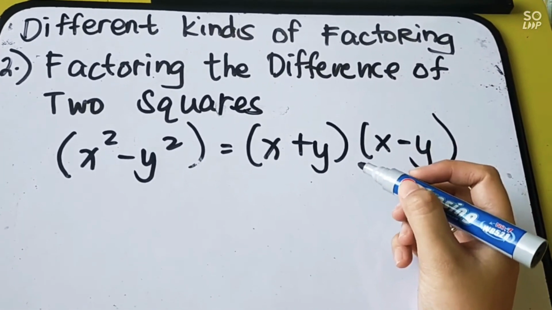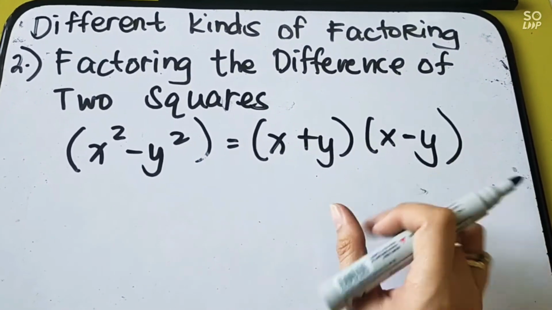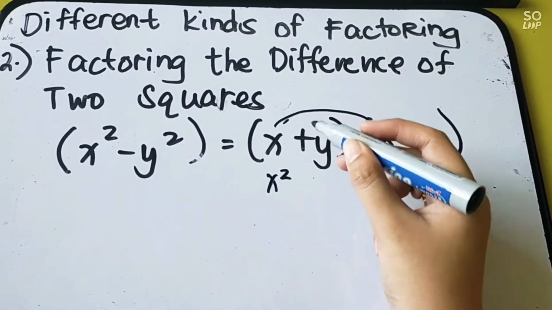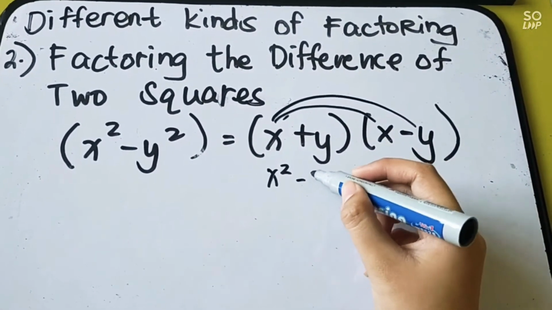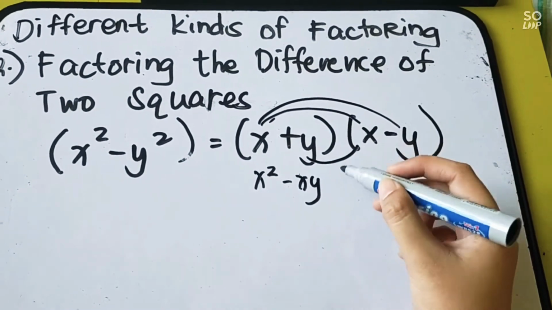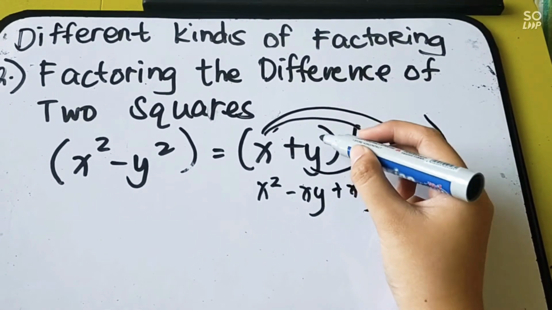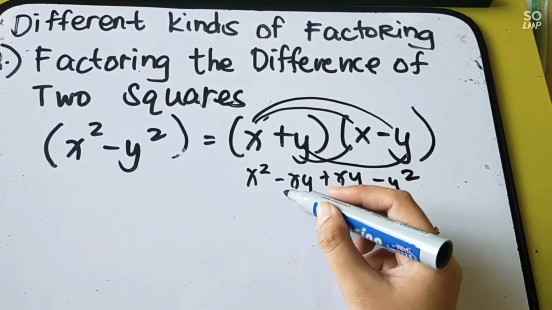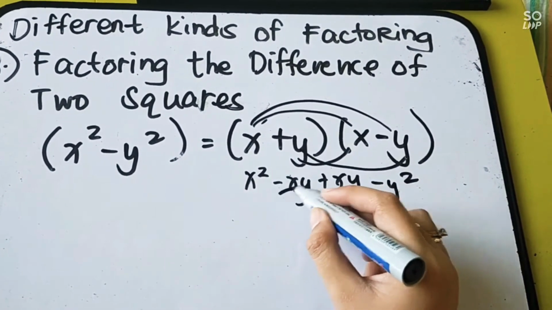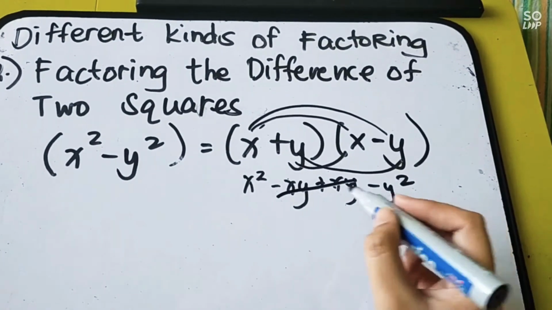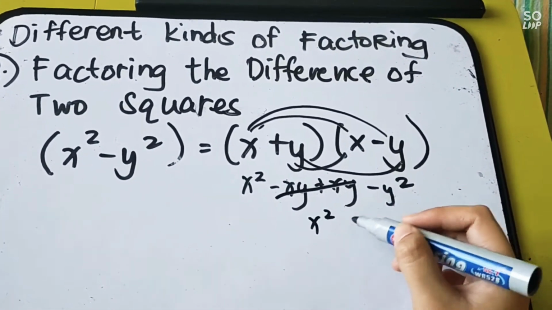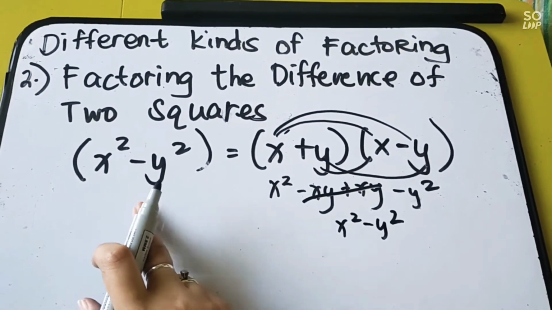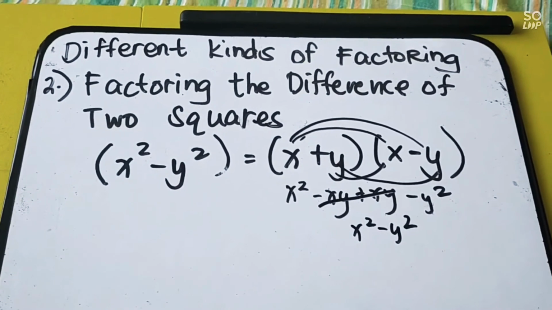Okay? By using the FOIL method. So, x times x, that is x squared. X times y, that is negative xy. Y times x, that is plus xy. Then, y times y, that is minus y squared. This negative xy plus xy, they cancel. That is 0. So, the answer is x squared minus y squared. There it is. Is it clear? So, that is factoring of difference of 2 squares.